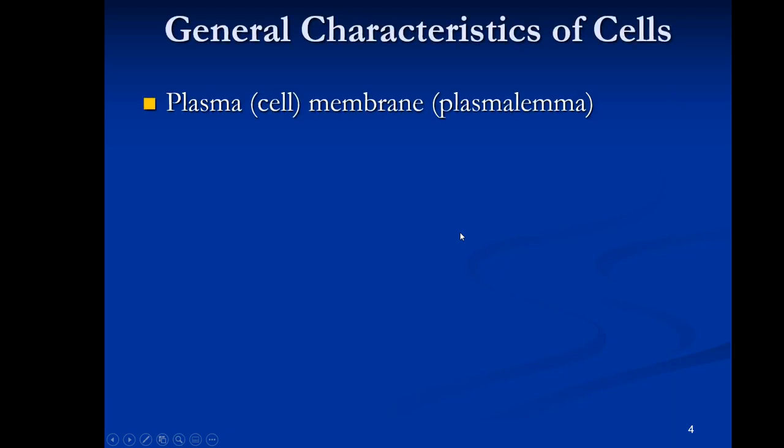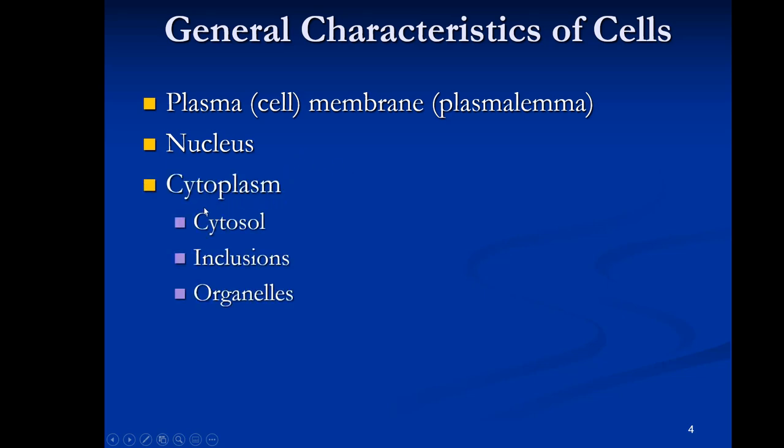So general characteristics of cells: they have a barrier called a plasma membrane going around it. There's a nucleus. Most cells are going to have one nucleus. Some cells have more than one, and some cells don't have any. But for the most part, the cells are going to have one nucleus.